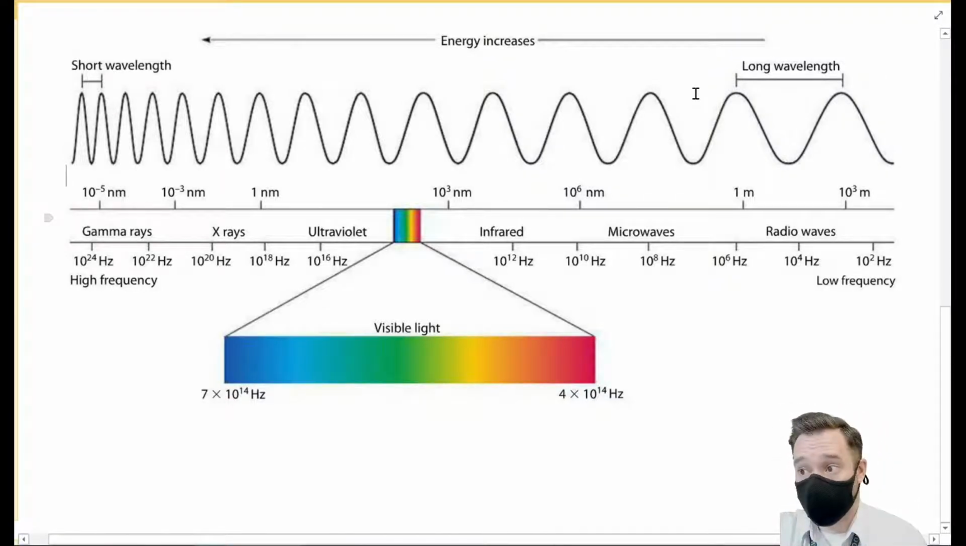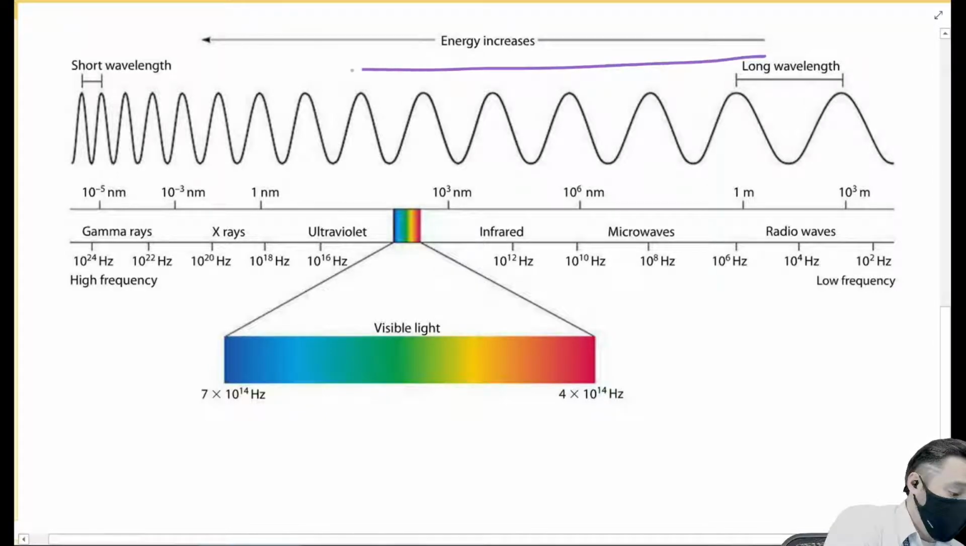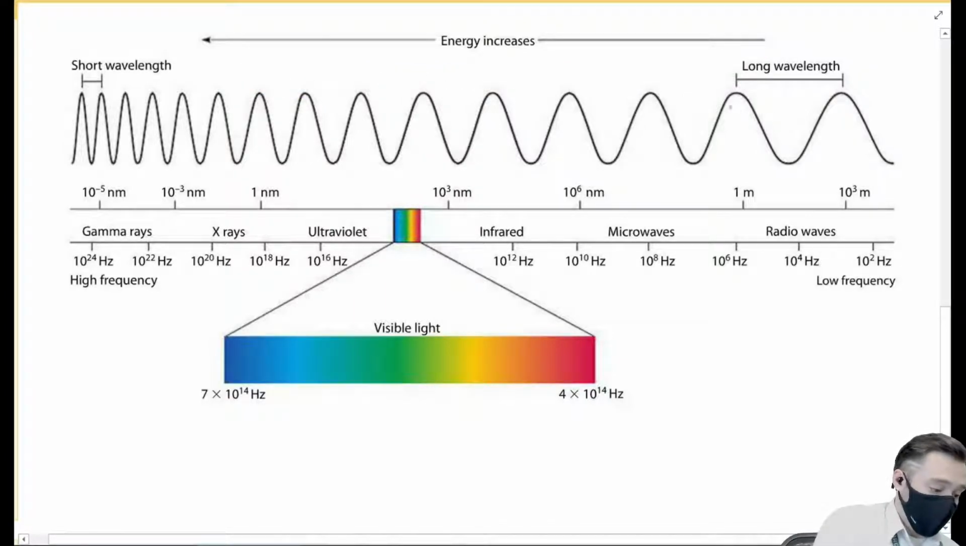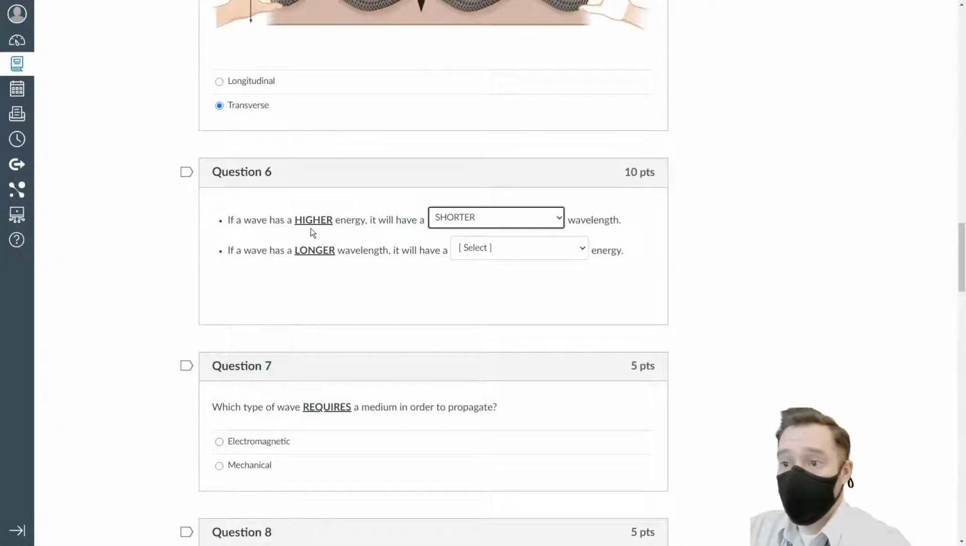shorter or longer. So if it's higher energy, as I travel to the left, I'm increasing energy. So as I'm going to the left, what's happening to my wavelength? Is it getting longer or shorter? Good, shorter. So higher energy, shorter wavelength.